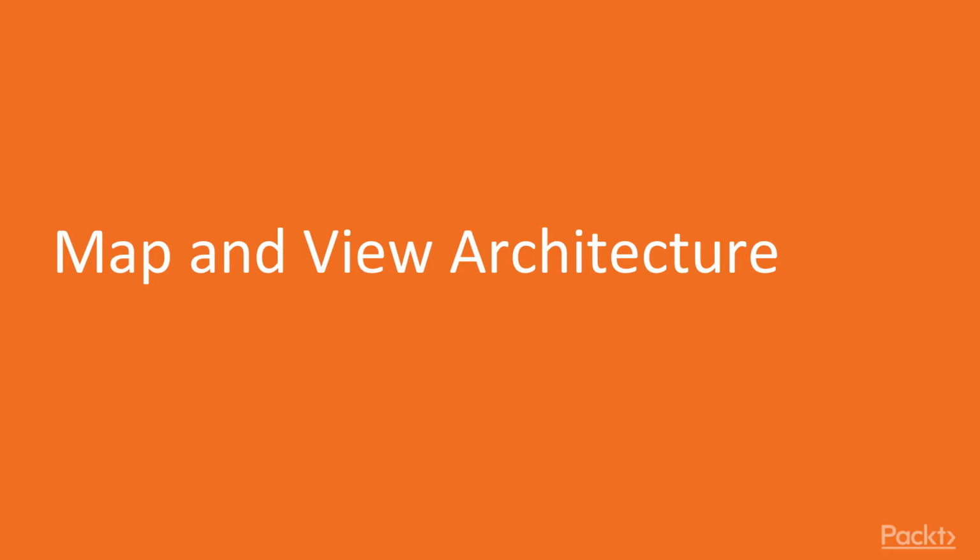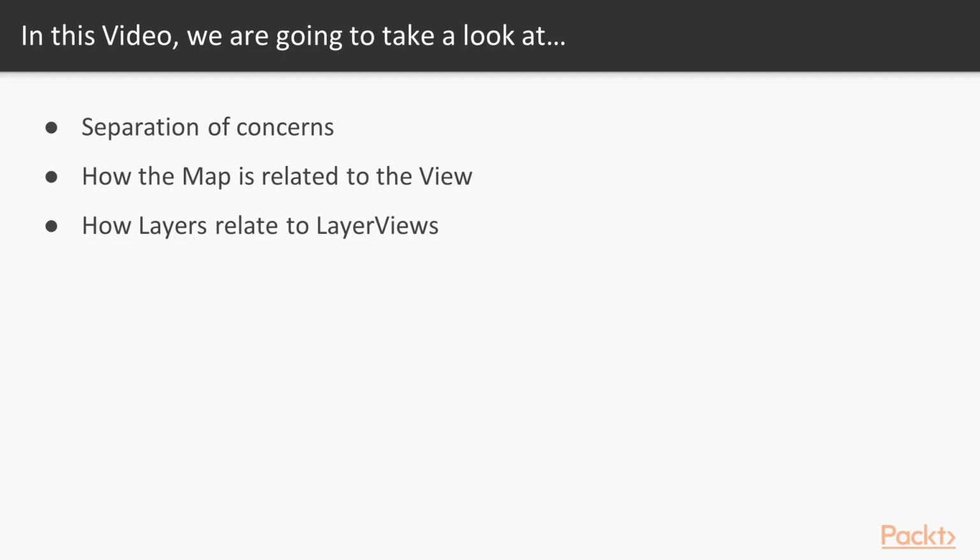So in the first video, we're going to take a look at the map and view architecture. In this video, we're going to take a look at the separation of concerns between the map and the view, how that map is related to the view, and how the layers relate to the layer views. Just a brief introduction before we look at layers and layer views later in this section.